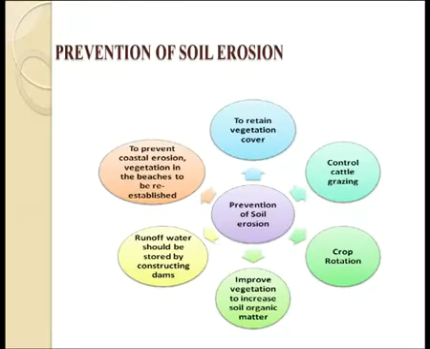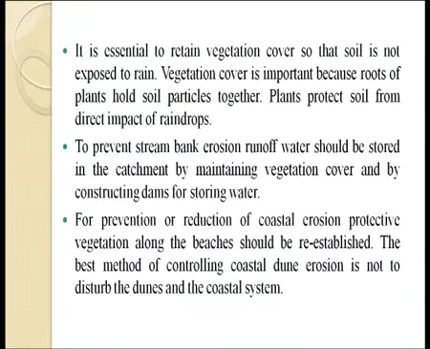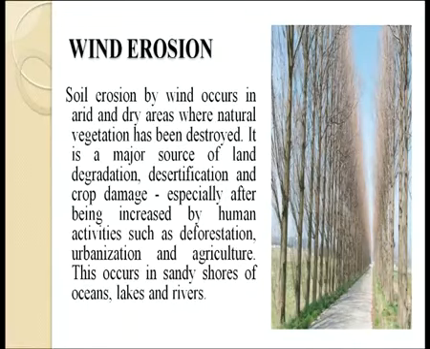Now, come to the prevention of soil erosion. Vegetation cover is important because roots of plants hold soil particles together. To prevent stream bank erosion, runoff water should be stored in the catchment by maintaining vegetation cover and by constructing dams for storing water. For prevention or reduction of coastal erosion, protective vegetation along the beaches should be reestablished. The best method of controlling coastal dune erosion is not to disturb the dunes and the coastal system. So, this is all about soil erosion.